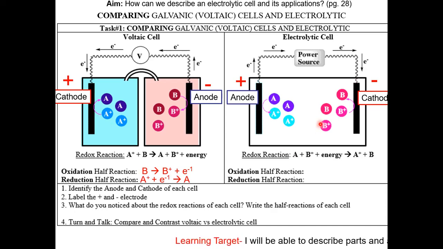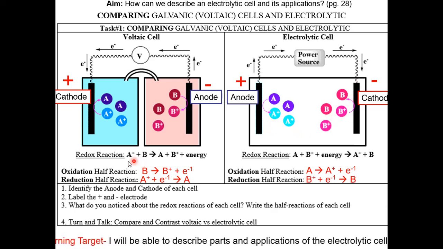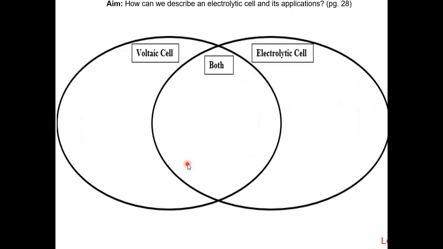Now let's look at the electrolytic cell. Same as the Voltaic cell, oxidation always occurs at the anode. A is being oxidized to A+, and B+ is being reduced to B. As you can see from the redox reaction and the half reactions, the electrolytic cell does the reverse reaction of the Voltaic cell. Now let's compare and contrast Voltaic cell and electrolytic cell using a Venn diagram.